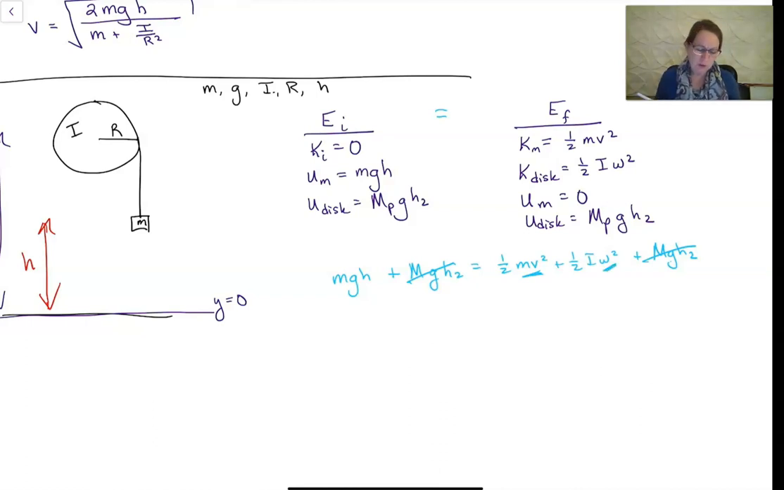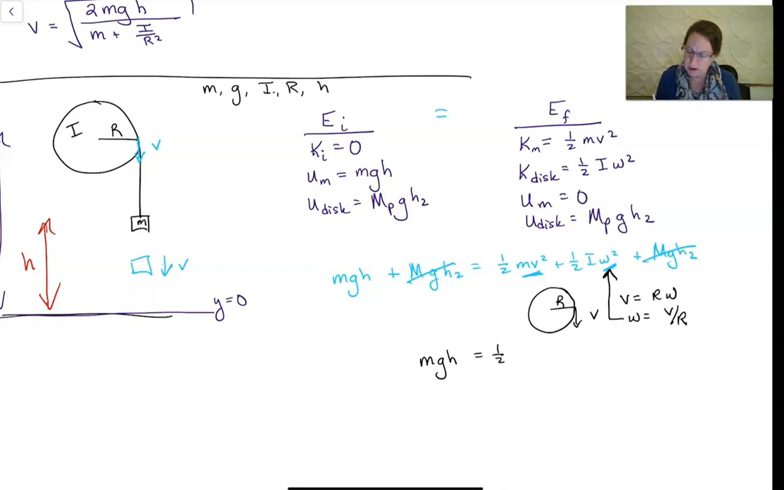And so we're going to do the same kind of trick we did before. If we know our v down here, then, since the string isn't stretching, the same thing needs to be true: our v at the edge needs to be the same. We can recognize that when we have something rotating, there's a v in this direction and an r, so we can say our v is equal to r times omega, or omega is equal to v over r. We can put that in here, and now we have mgh is equal to 1/2 mv squared plus 1/2 I v squared over r squared.